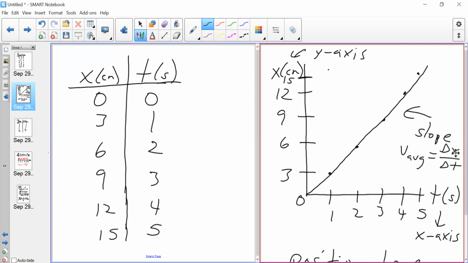But we know that the y-axis has position, so change of position divided by change in time interval. So these are real quantities now, not arbitrary y and x, rise over run. They mean something real. So this is displacement over time interval. We know that the displacement is delta x, final position minus initial position. So velocity is displacement over time.